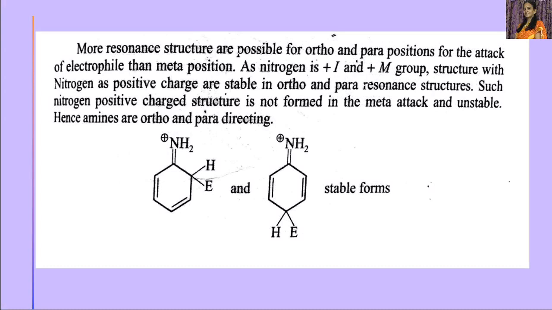See here. More resonance structures are possible for the ortho and para positions, as I just said, for the attack of the electrophile than at meta positions. So at the meta position, the number of resonance structures is less. When the second electrophile attacks the meta position, the number of resonance structures is less compared to ortho and para position attack. As nitrogen is a plus I and plus M group, it releases electrons towards the adjacent carbon. Structures with nitrogen as positive charge are stable in ortho and para resonance structures.